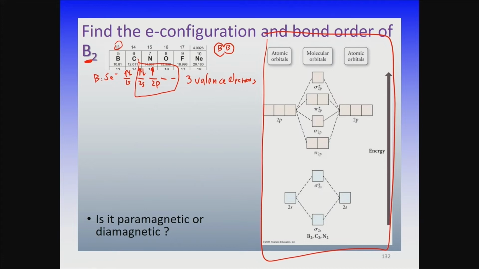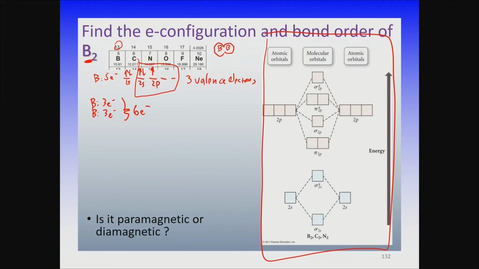So again, we're going to use this diagram to help us figure out the electron configuration of the B2 molecule. One B atom has 3 electrons, and we have another B atom which has 3 electrons. So we have a total of 6 electrons. Now we're going to use this diagram of valence molecular orbitals to figure out the electron configuration.